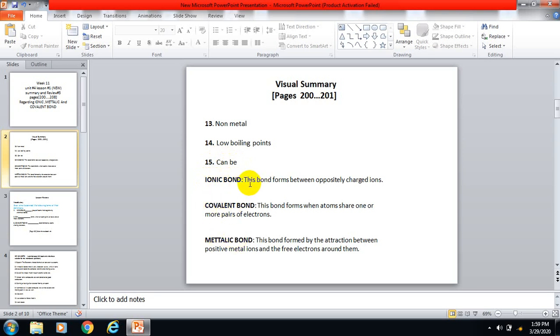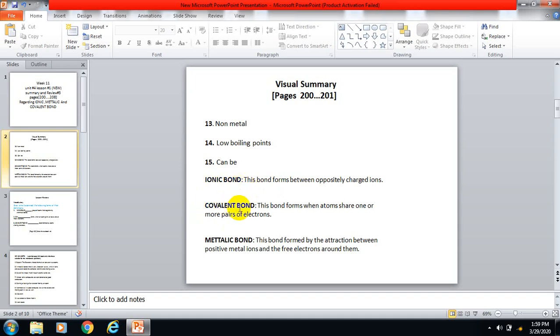Look at, these are the definitions, and by the way, these are in general. This bond forms between oppositely charged ions, due to the complete transferring of electrons. They have high melting points and boiling points. They are crystalline solids, understand? They have a good shape. They are good conductors of electricity.